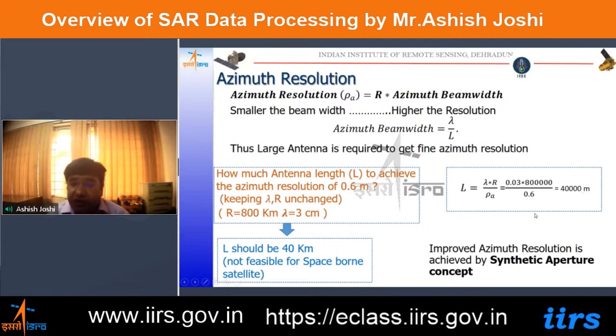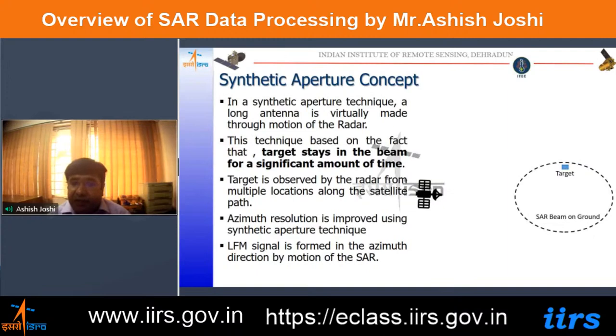So if we want an azimuth resolution of 0.6 meter, we need a 40 kilometer long antenna, which is impossible to carry in space. So how do we solve this problem? This problem is solved by the synthetic aperture concept.